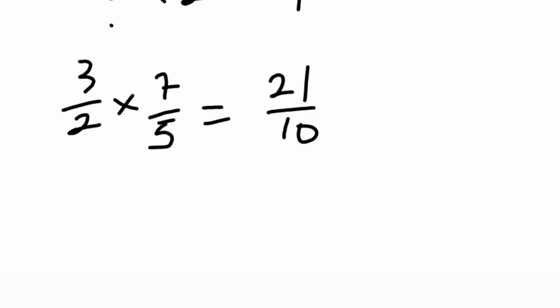Now we can write this fraction as a mixed fraction. How do we convert it to a mixed fraction? We are going to divide 21 by 10. It's going to give us 2 whole number 1 over 10. That is to say, 2 multiplied by 10 is going to give us 20, then 20 plus 1 is 21. It's going to give us 21 over 10.